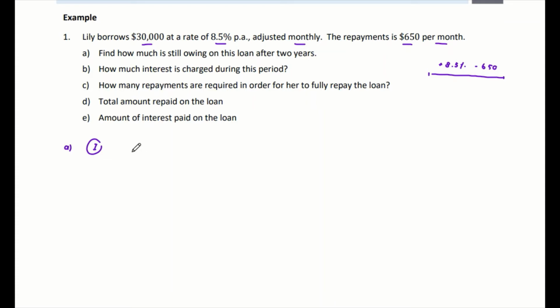If by using recursive rule, how do we get the next term? We will use the previous term to multiply by 1 plus, so what's the percentage here? It is 8.5, right? So we straight away change it to decimal, 0.085. We want a monthly interest rate, right? So that's why divide by 12. Then multiply by Tn, the previous term, and after that, minus off the repayment for 650. I hope that you understand how this works. Then T0 here will be equal to 30,000. So this is our recursive rule.